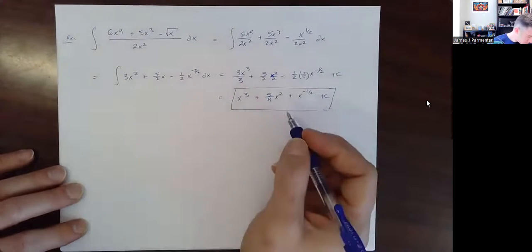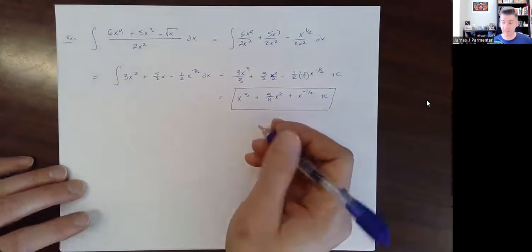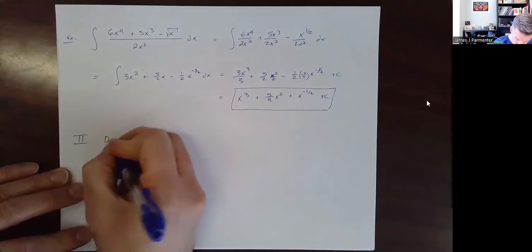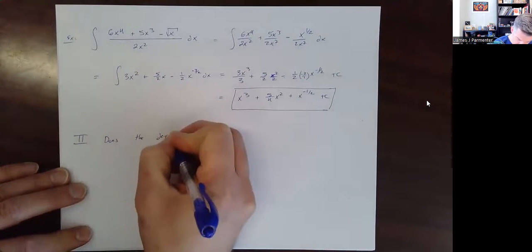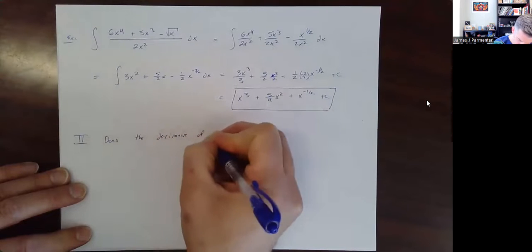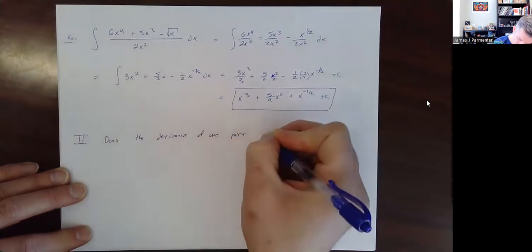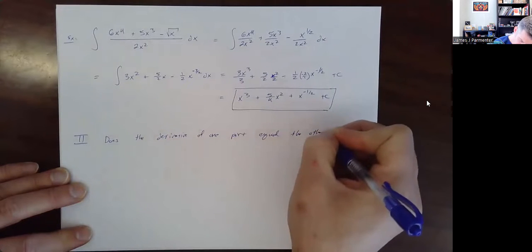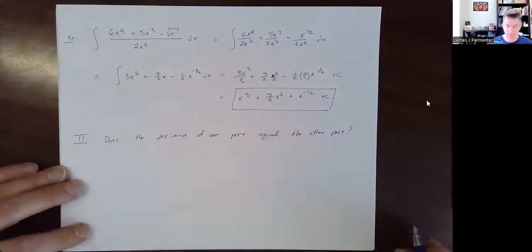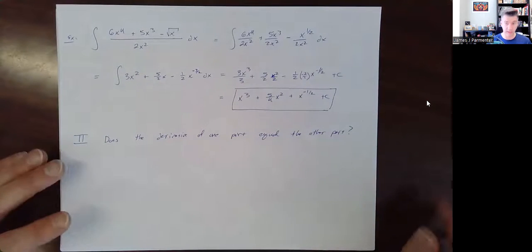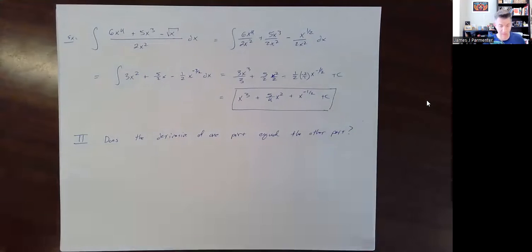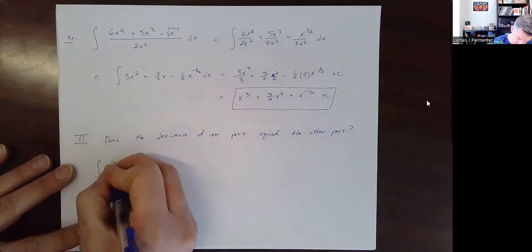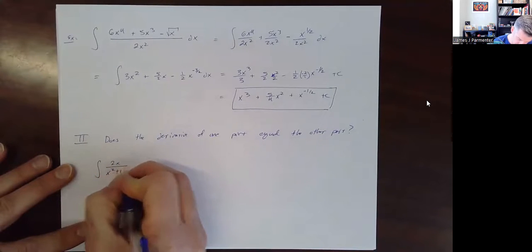Okay. So let's look at the next section of this, which is, does the derivative of one part equal another part? And again, we are only focusing on algebraic things, meaning powers of x. So you're kind of limited here. You could have something like the integral of 2x over x squared plus 1.